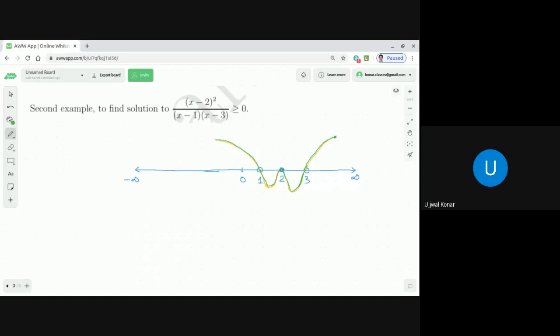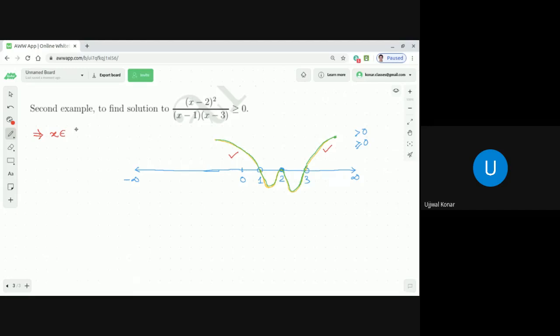After that, I only need to find the greater than or equal to 0 solution. And dear students, we discussed that anything above the number line relates to greater than 0 or greater than or equal to 0. So I only bother about the region where the curve is above the number line. So this is one region, this is another region. Correct or not, dear students? Tell me. Yes. So what will be our solution set then? This implies x belongs to the set where the expression is greater than or equal to 0. It is not just greater than 0.